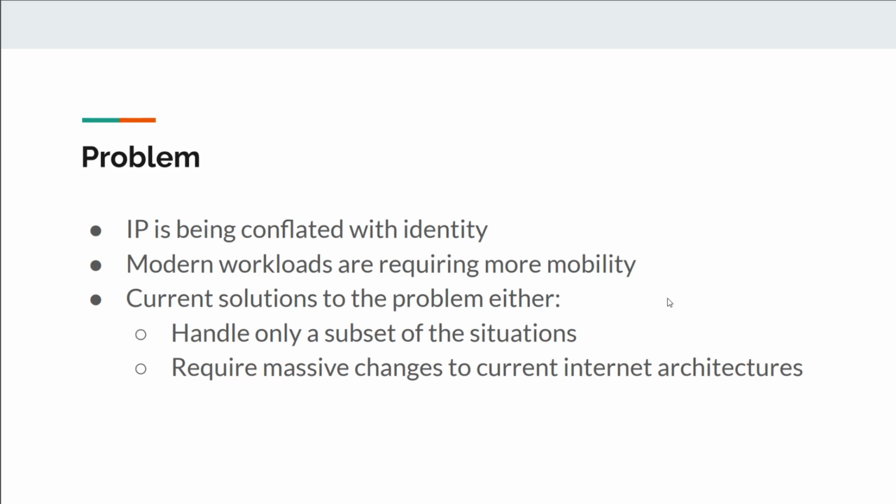More and more mobile phones are being used, and those are often requiring mobility. If we ever wanted peer-to-peer mobile phones, mobile phones talking to each other, we'd need a way for them to address each other. MobilityFirst provides that sort of architecture and infrastructure to do so. Current solutions to this problem either only handle a subset of the situations or require a massive amount of changes to internet architectures.